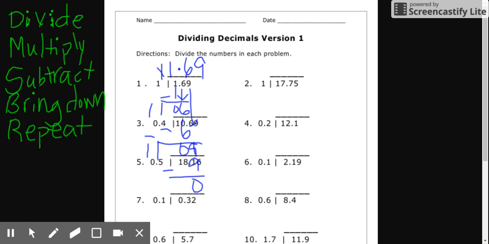So remember, I asked myself those questions. Do I have a number above every number in the box? Yes, there's a 1 above the 1, a 6 above the 6, and a 9 above the 9. I know I wrote kind of big, but it's kind of hard to write on the screen. So the 9 should be right above the 9. And is my remainder smaller than my divisor? My remainder is 0, and it is smaller than the 1. So now my next step is to check the problem.